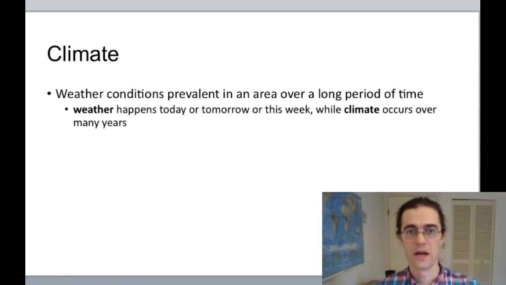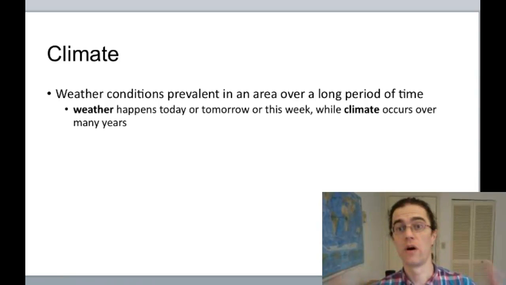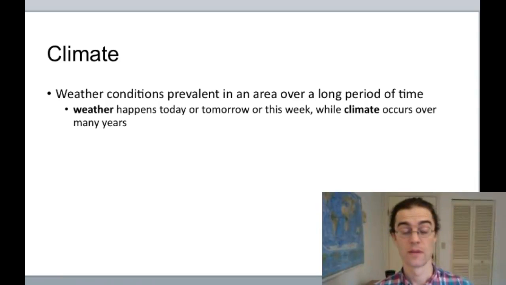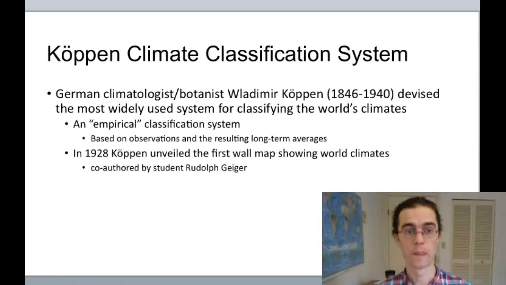So, climate. Weather conditions prevalent in an area over a long period of time, right? Weather over time. Weather happens today or tomorrow or this week, while climate occurs over many, many years. So that's an important thing to keep in mind and understand about climate.